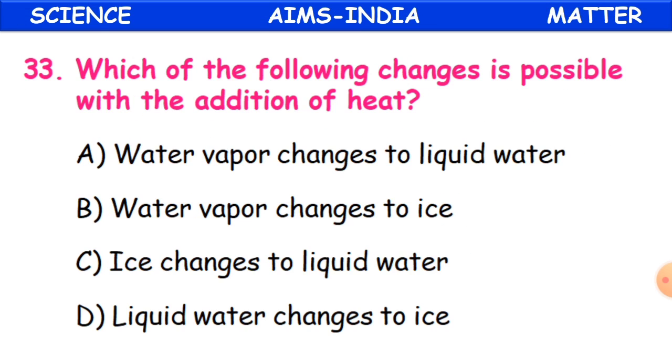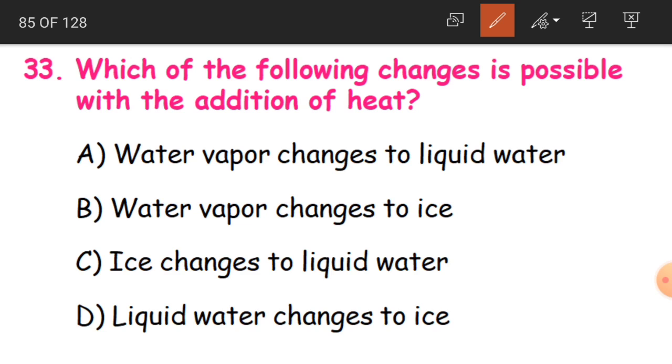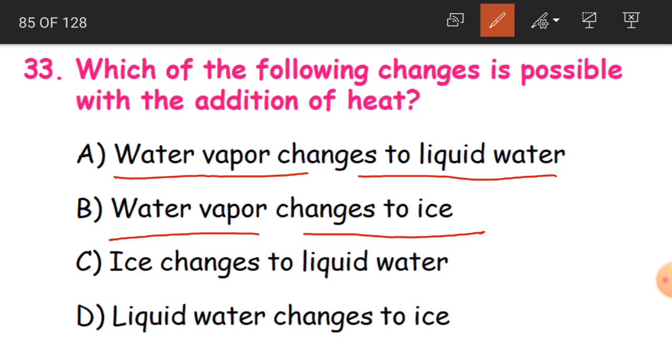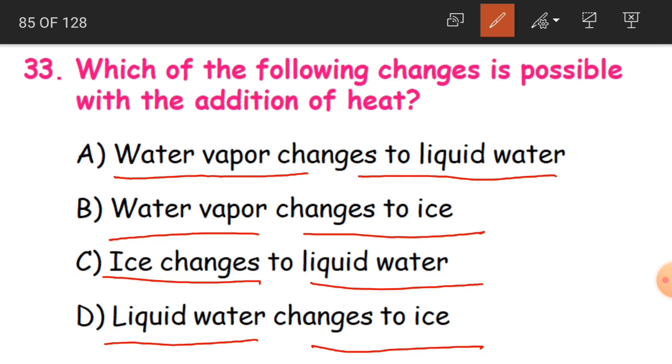Okay. Now, the 33rd question: which of the following changes is possible with the addition of heat? When you heat something, what change is expected to happen? Water vapor changes to liquid water, water vapor changes to ice, ice changes to liquid water, or liquid water changes to ice. What happens here, children? Yes, ice is going to change to liquid water.